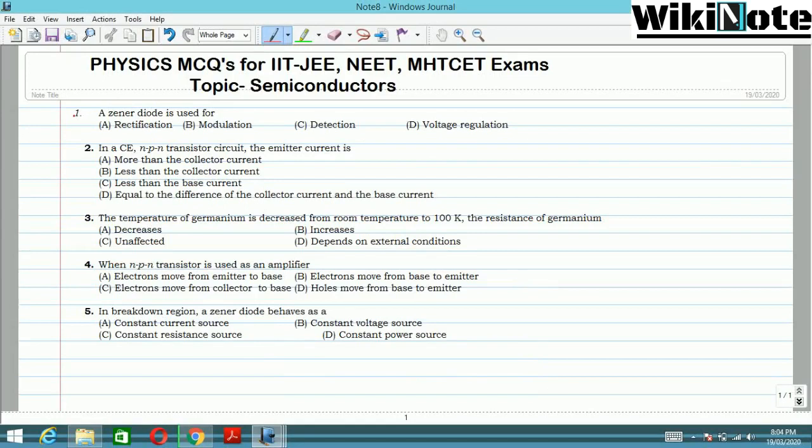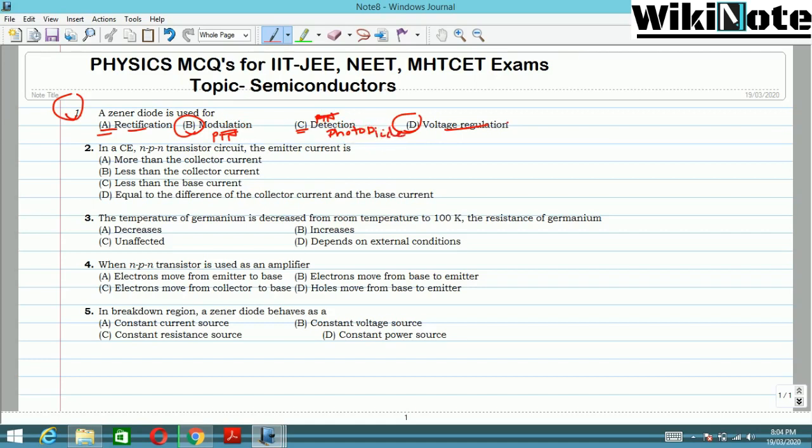Next 5 questions. A Zener diode is used as, obviously it is used for voltage regulation. For the rectification we can use a normal PN junction diode. For the modulation I'm not sure about this. For the detection, we can use a pin diode in case of microwave devices. And for the modulation we can again use a pin diode as a modulator also. For the detection we will use a photodiode. This is also one of the applications.